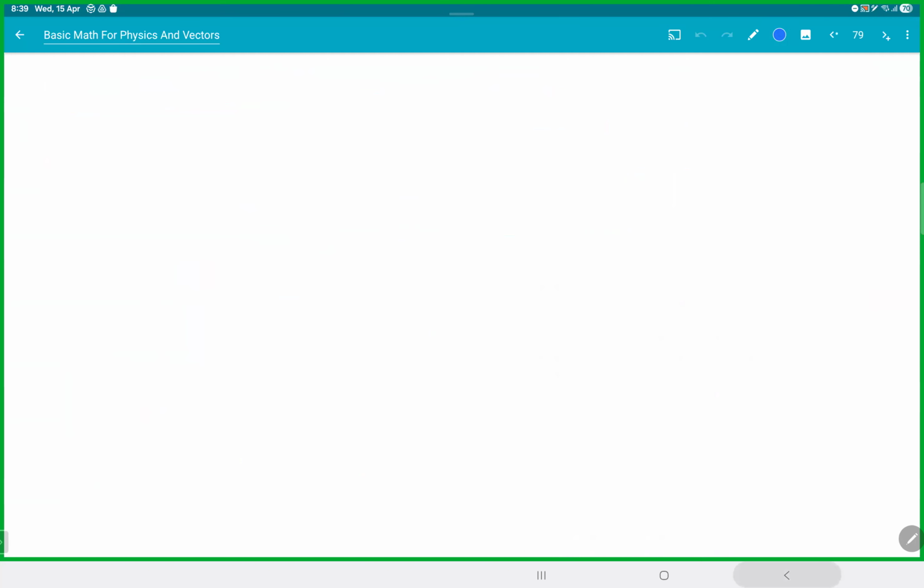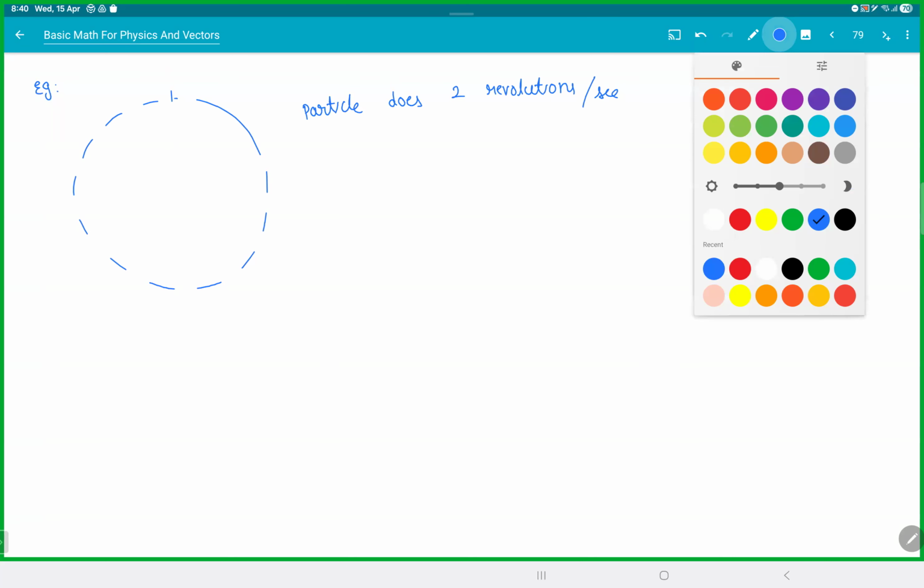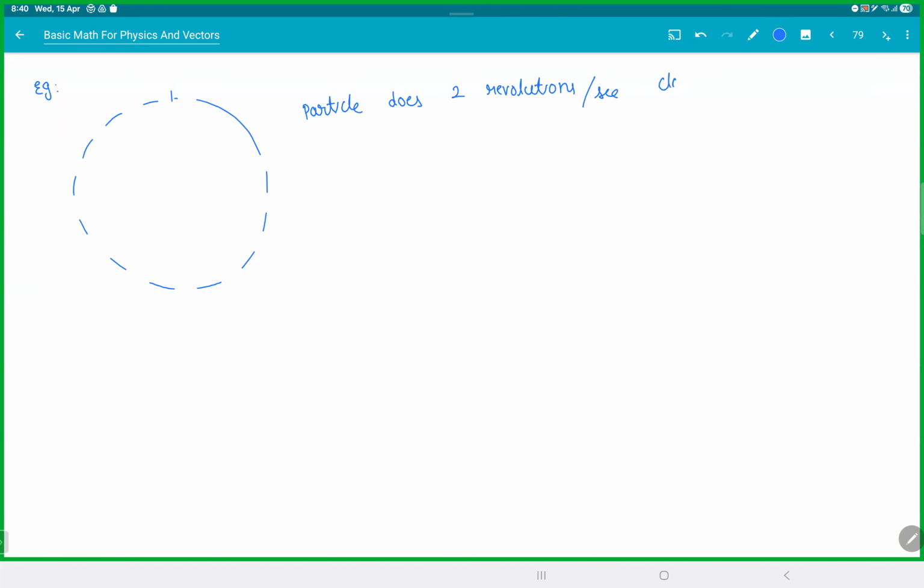Right? So this is what we do. So let's say something is going in a circle, 2 revolutions per second. So let's say this particle is doing 2 revolutions per second clockwise. So you want to represent this mathematically with one single definition there.